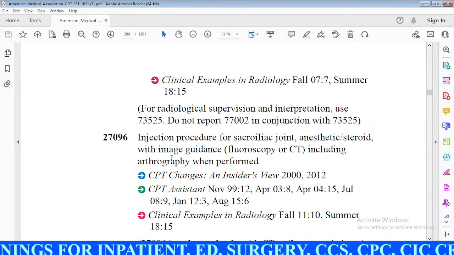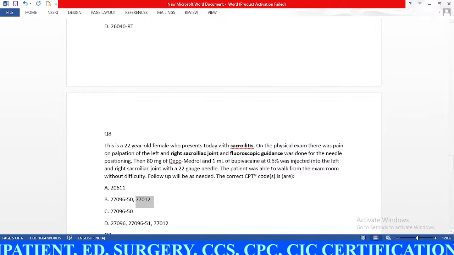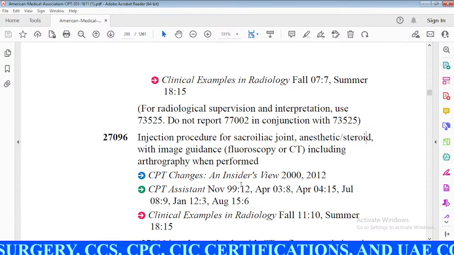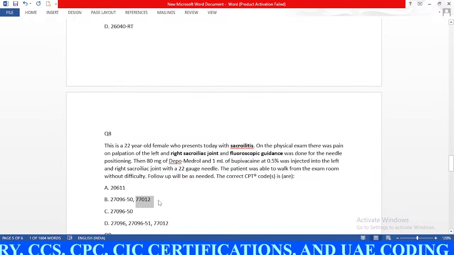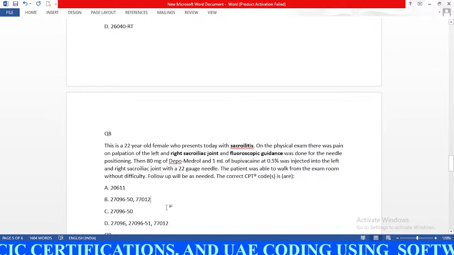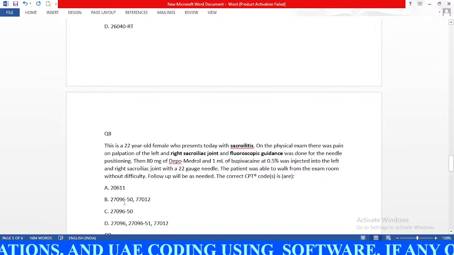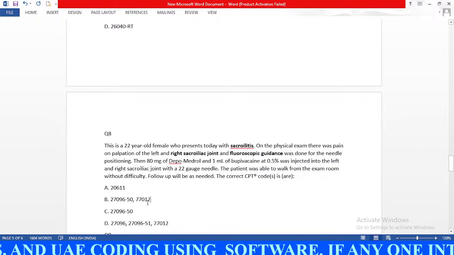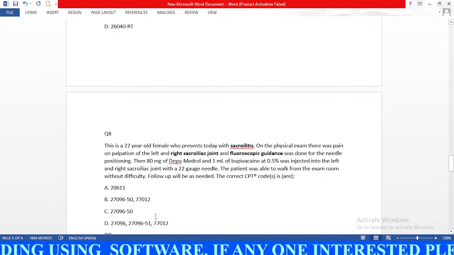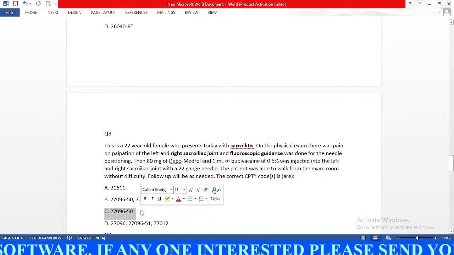Basically in option B, we have 77012 also, but based on this guideline, 27096 includes fluoroscopy. So here we need not code fluoroscopy, so 77012 is not required. So B is the wrong answer. D is also a wrong answer, because 27096 by default includes fluoroscopic guidance, but if you check B and D, both have 77012. So B and D both are wrong. A is already wrong. So we are left with 27096.